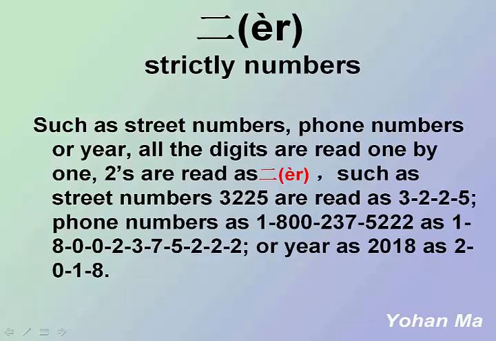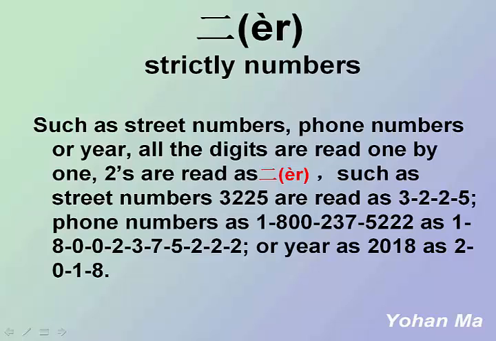二 is used for strictly numbers, such as street numbers, phone numbers, or years. All the digits are read one by one. 2s are read as 二, such as the street numbers 3221 or 3225. In Chinese, it's always one digit at a time. 三二二五.